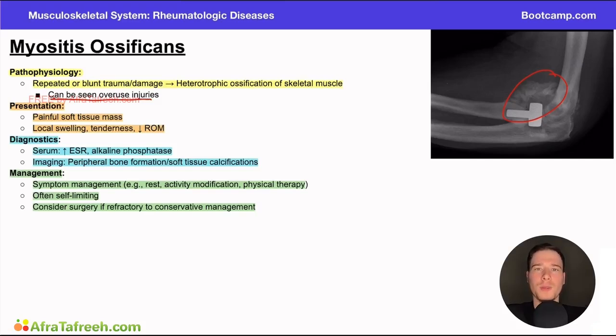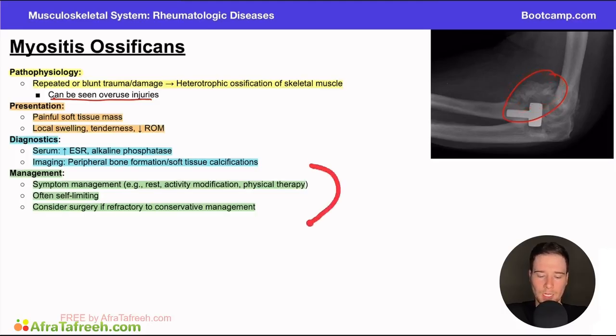So just a quick summary to wrap up this video, a pretty short one overall. Myositis ossificans is due to repeated blunt trauma or damage to an area that leads to heterotopic ossification. This is what we see right here. This can present as a painful soft tissue mass with swelling, decreased range of motion, and tenderness. The labs are most likely going to show you an elevated ESR and ALK-Phos, but the most important thing is to know the X-ray finding, where we can see in an area we would expect there to only be soft tissue, this new growth of calcification right here.